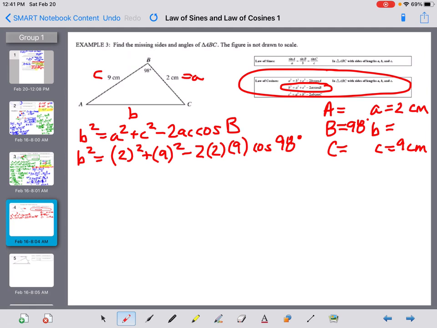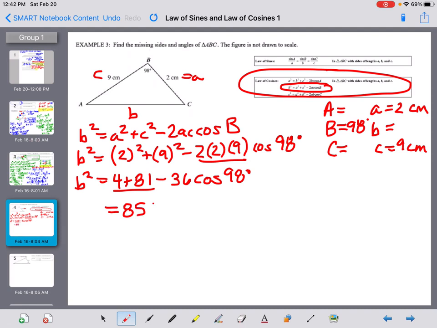Okay, let's do a little math. 2 squared is 4, 9 squared is 81. All 3 of these multiplied together, 2 times 2 is 4, times 9 is 36, times the cosine of 98 degrees, is equal to my B squared. I can add those two and make it 85. But can I subtract 85 minus 36? No, because 36 is being multiplied times cosine 98. They got that extra part on it. Those two are not like terms, so I cannot subtract them.